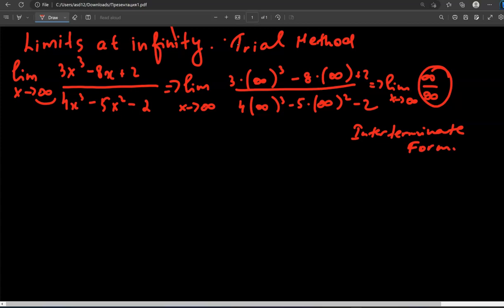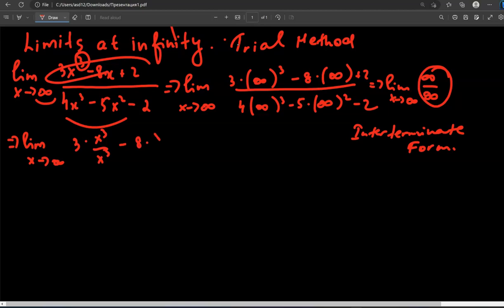To find the limit, we should divide the numerator and the lower part by the maximum exponent. We have x cubed here, right? We should divide the top and the bottom by the maximum exponent, which means dividing by x cubed. So we have the limit as x approaches infinity of 3x cubed divided by x cubed, minus 8x divided by x cubed, plus 2 divided by x cubed. I should divide each term.